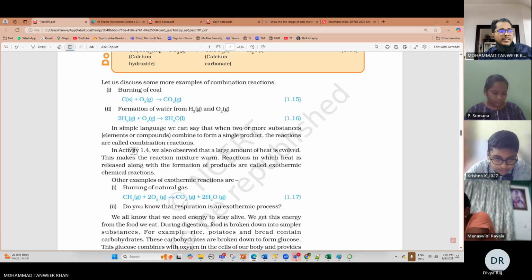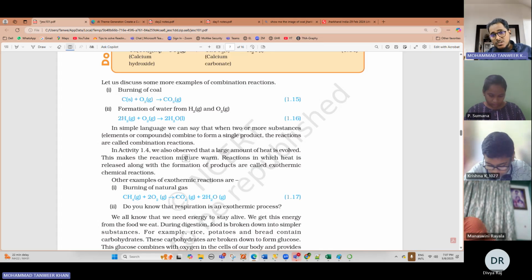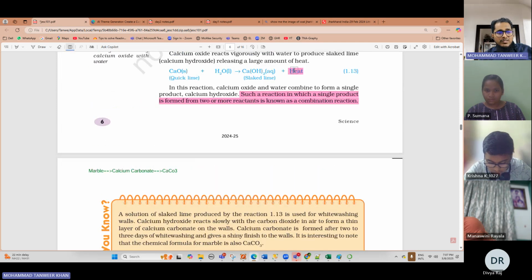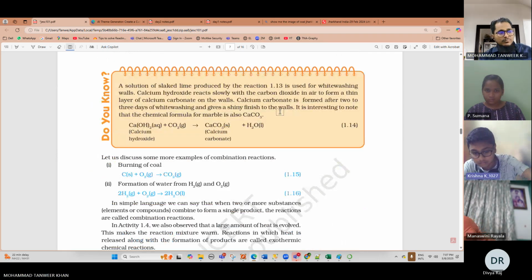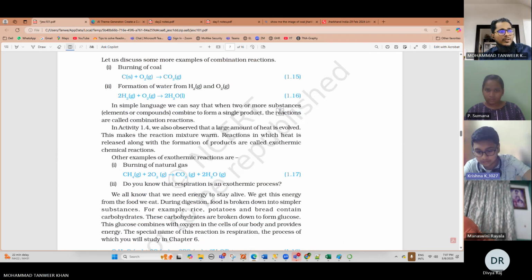Activity 1.4, we also observe that a large amount of heat is evolved. This makes the reaction mixture warm. So whenever in a reaction heat is getting produced, that will make the reaction warm. If you touch it, it will be warm. Okay. Yes, sir. Got it?